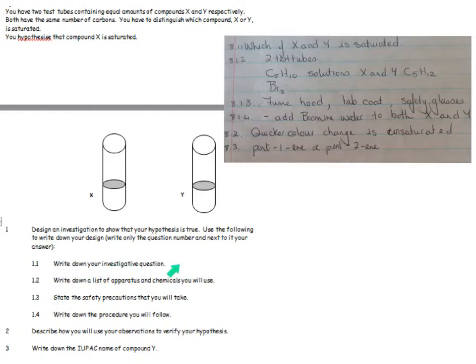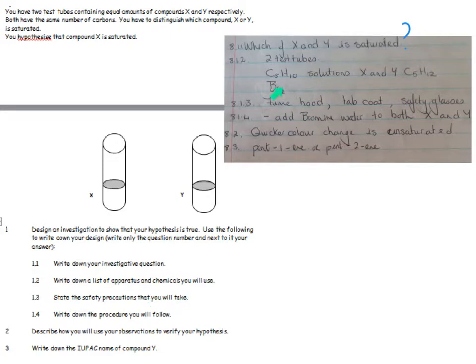Okay, write down your investigative question. Which of X and or Y is saturated? And I suppose that really did need a question mark. And then you're going to say, write down a list of apparatus and chemicals that you will use. So it's two test tubes. You could have said any alkane or alkene, but let's go with C5H10 and C5H12, and then some bromine. Then it says state safety precautions.